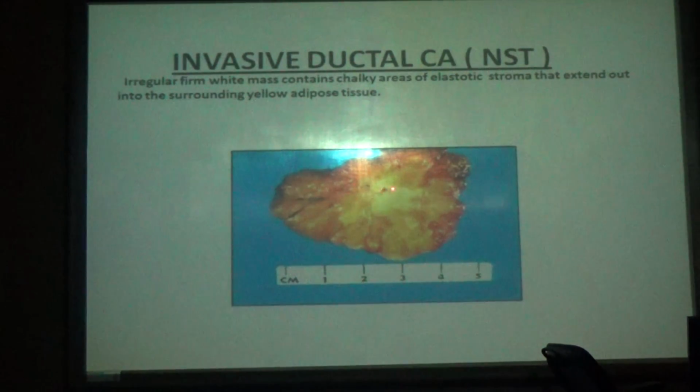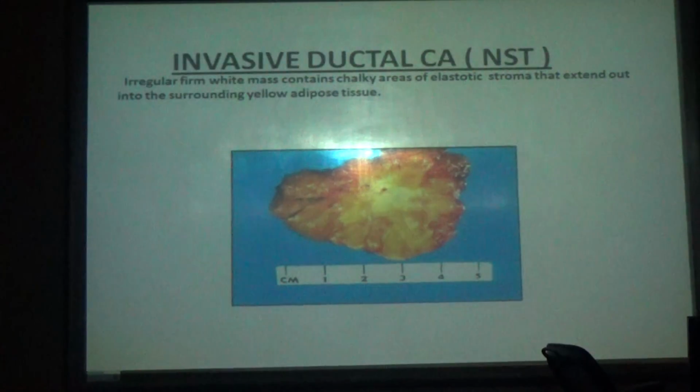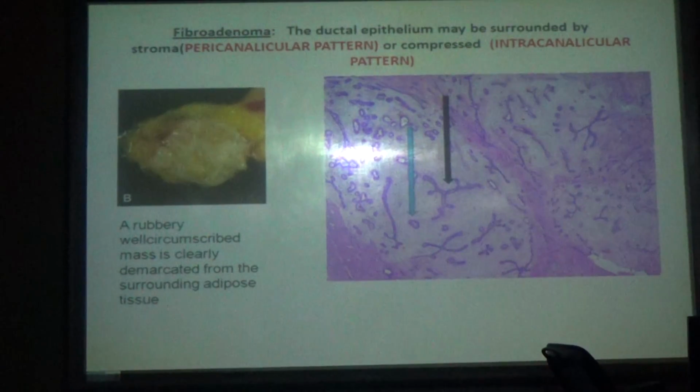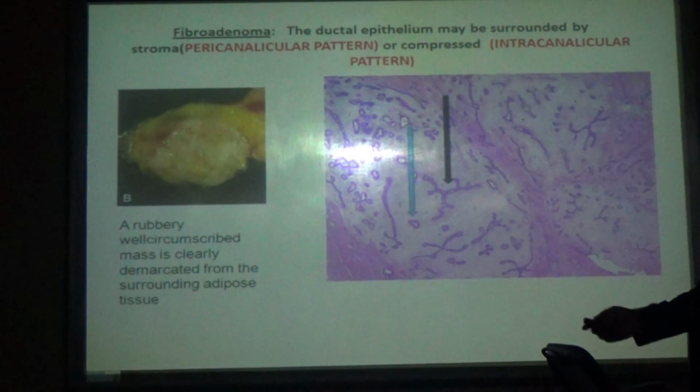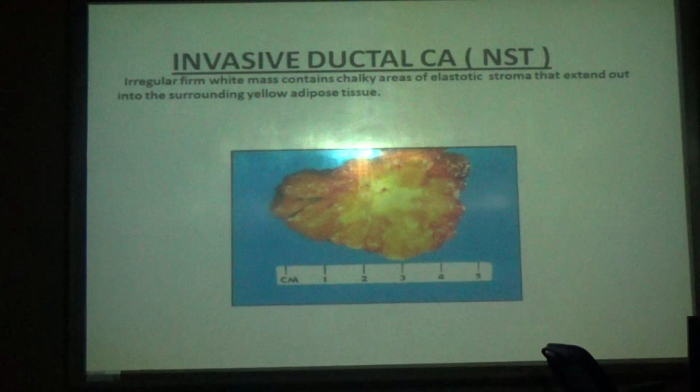This is the breast tissue. Again, it's a tumor in the breast which has been infiltrating towards the margin. See, the difference between these two is that this one is not well circumscribed. The other one is well circumscribed, but here it has all kinds of branches here and there. It is infiltrative. There is no differentiation. It is going here, coming here, going here again. This is an irregular firm white mass, containing chalky areas and elastotic stroma. This is a stroma that extends out into the surrounding yellow adipose tissue.